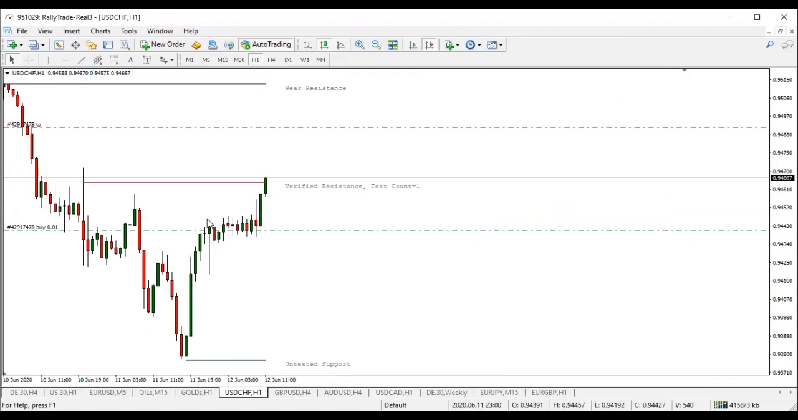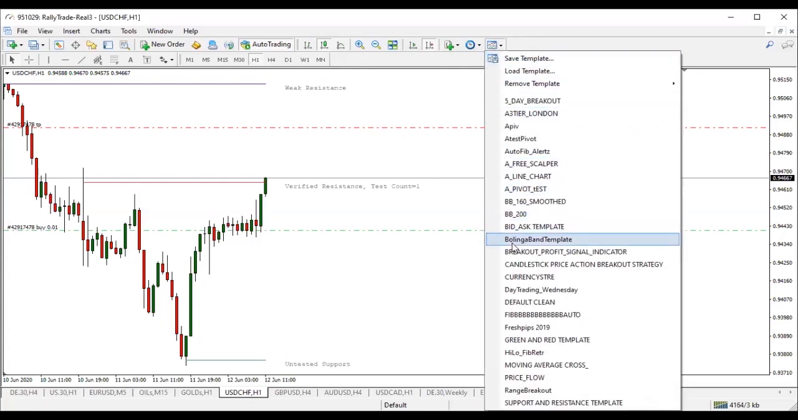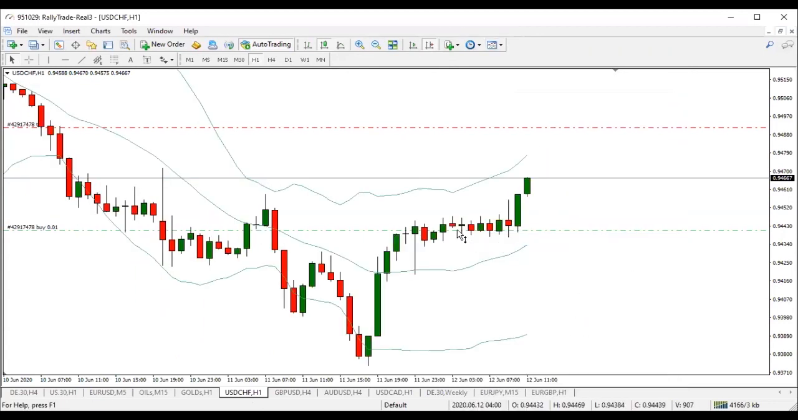Now, that's the pin bar I looked at yesterday. How did I see the pin bar? I was actually trading with a different support and resistance indicator, a trend indicator on the chart. Let me show you the indicator I was using yesterday. I was using this Bollinger Band. And what I found out was that there was a pin bar.